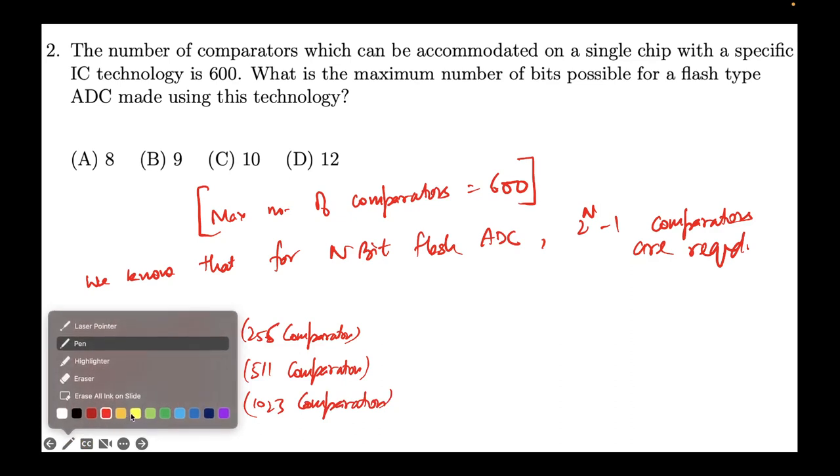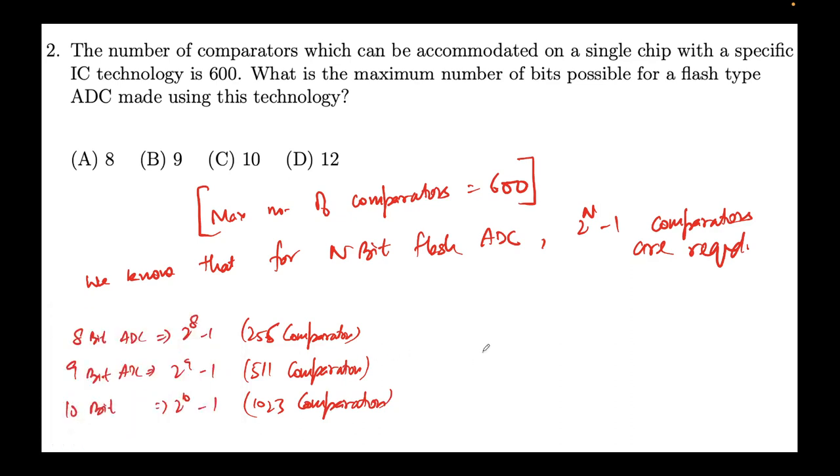And similarly for 11 bit, you will require 2^11 minus 1, that's 2048, so 2047 comparators. But remember, we have only 600 available, so this cannot be satisfied. These can never be satisfied.